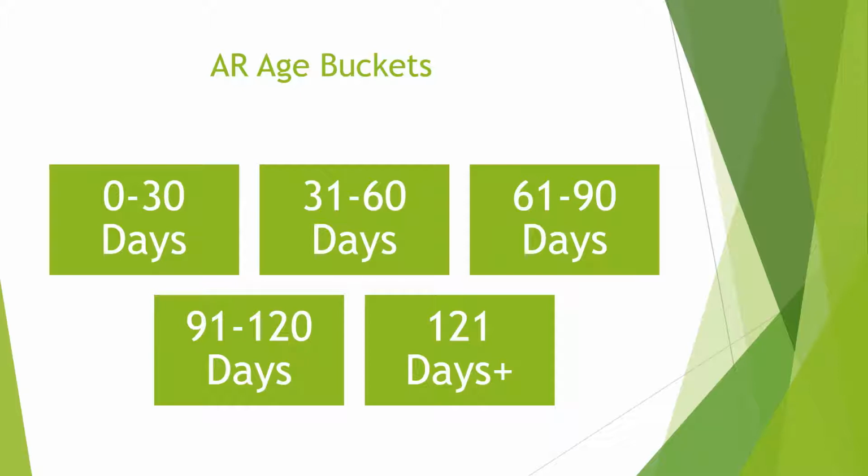Then once it reaches 121 days and over, that's when it's kind of scary for us, because it will then be at the point of collections, meaning that we will end up selling the debt to a collection agency, so we would settle for less money. So when this happens, it hurts our revenue. It will bring down our revenue.